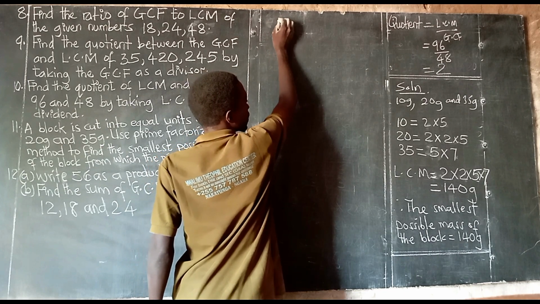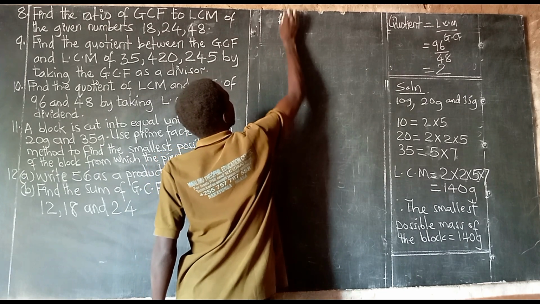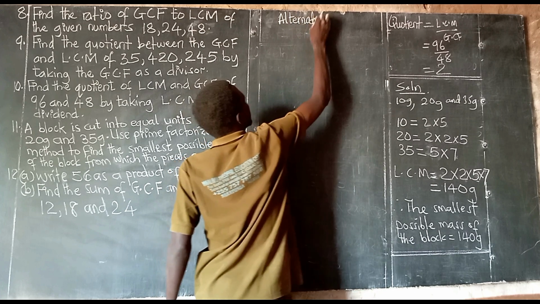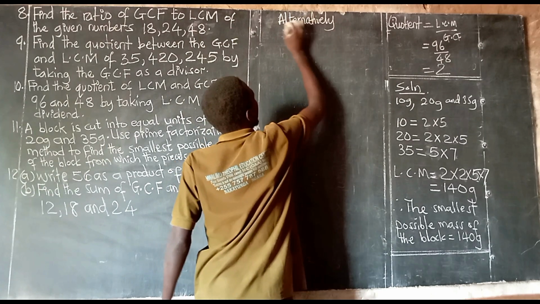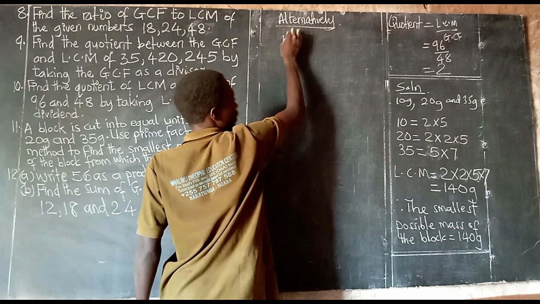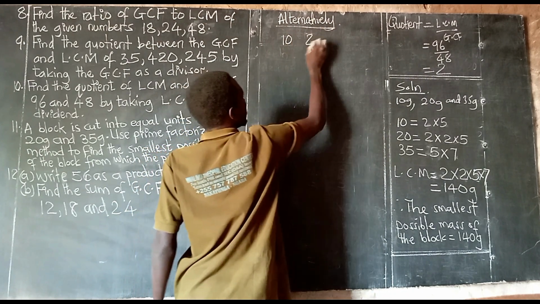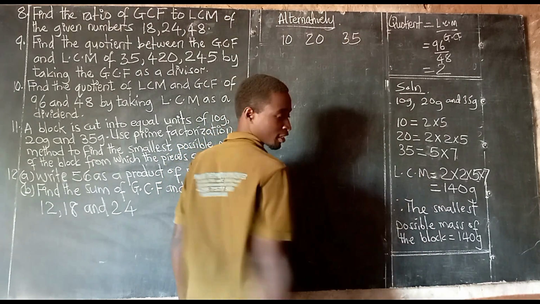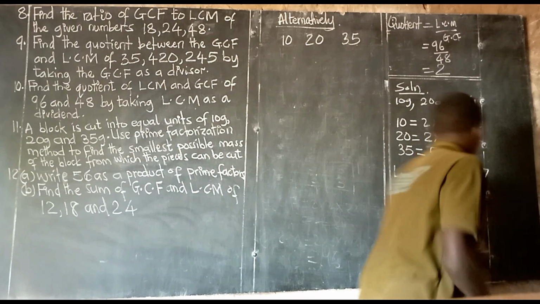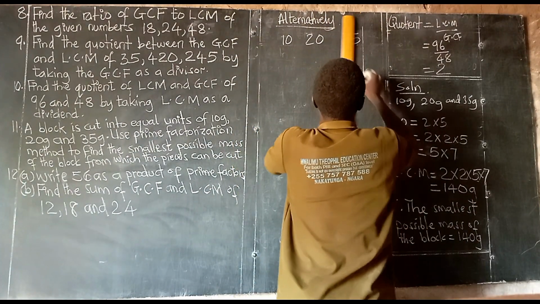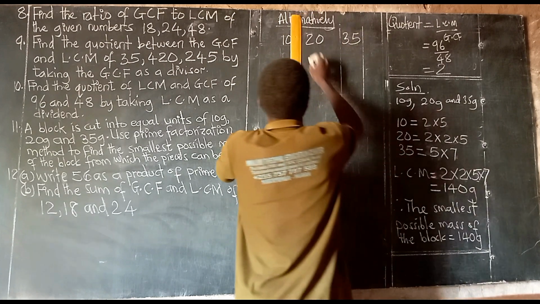Let us start writing the alternative. Alternatively, we could do it like this. You may start by arranging the numbers 10, 20, and 35. After arranging the numbers, you draw, as usual, vertical and horizontal lines as I have been doing.